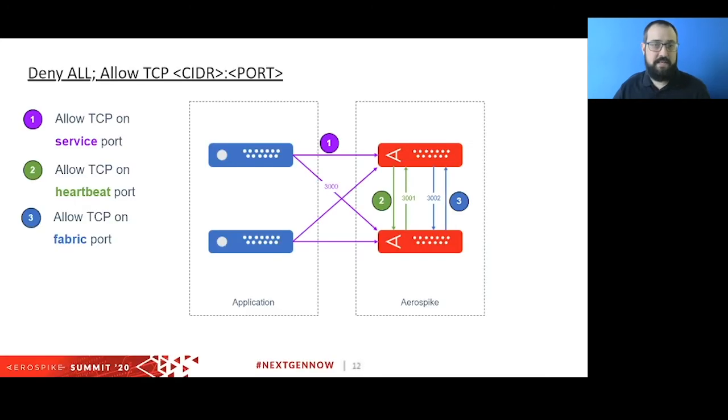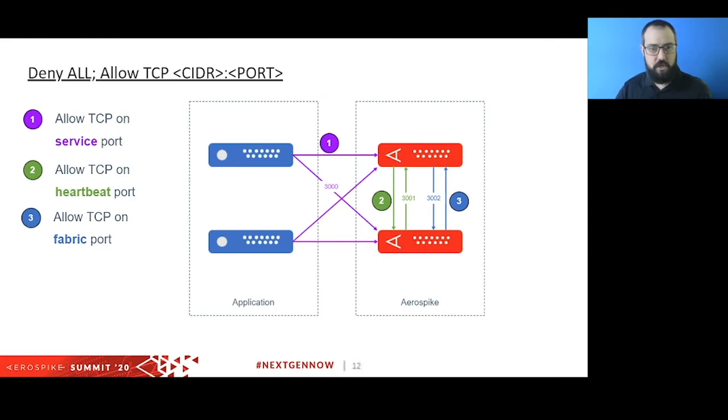The next is what we call the fabric connections. This connectivity moves data between the Aerospike nodes for replication and redistribution of data, otherwise known as migrations. So this is the actual data that's stored in the database on these network connections.